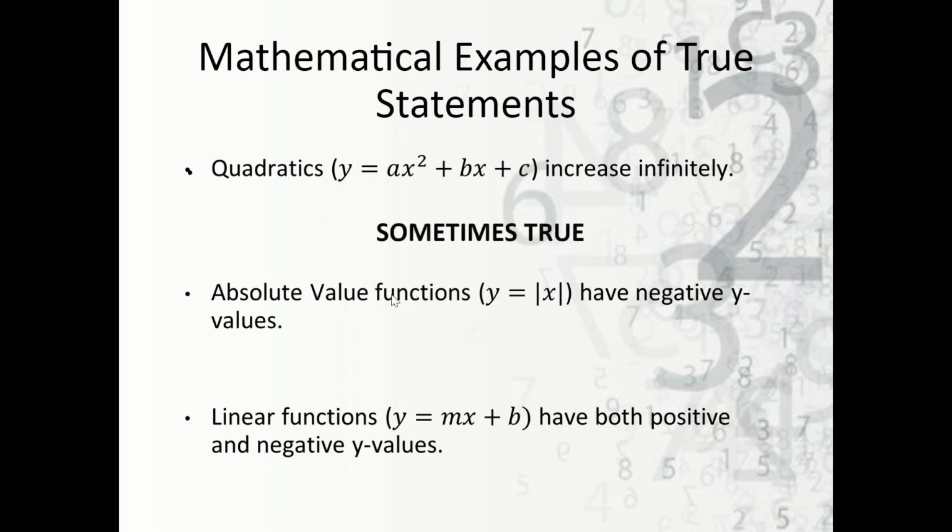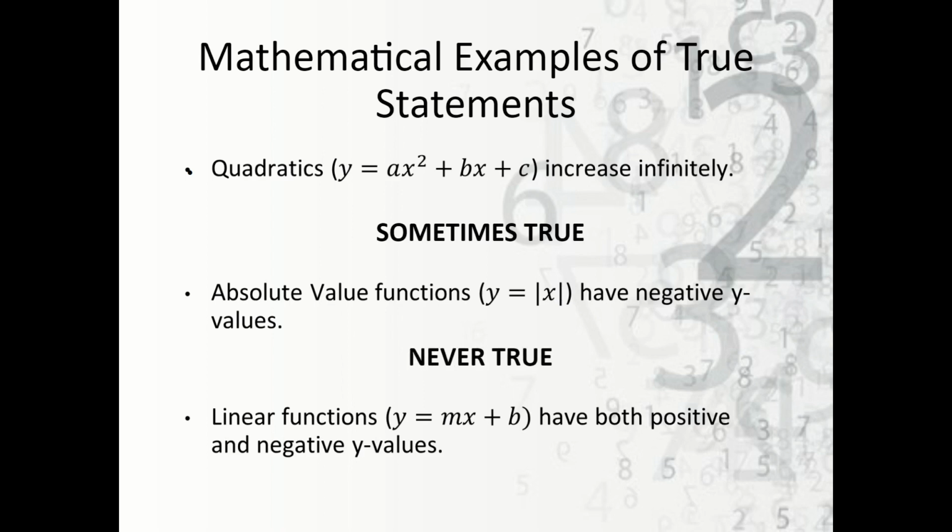Now this one says absolute values have negative y values. Remember, absolute values form the V. And if we take the absolute value of x, it's always going to be positive, right? So it can never have any negative values. So this is never true.